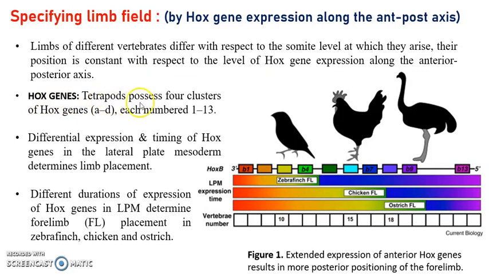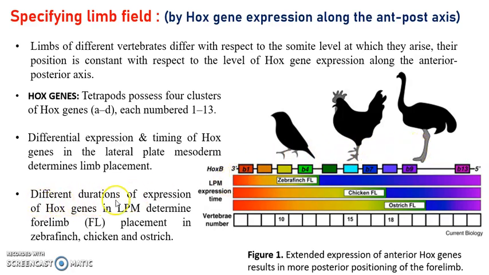Hox genes in tetrapods: there are 4 clusters of Hox genes grouped A to D, and each group has 1 to 13 genes. And their differential expression and timing in the lateral plate mesoderm determines limb placement. For example, in these 3 species of birds, the zebra finch, chicken, and ostrich, their differential expression of the Hox B group of genes has resulted in variation in the positioning of the forelimbs.